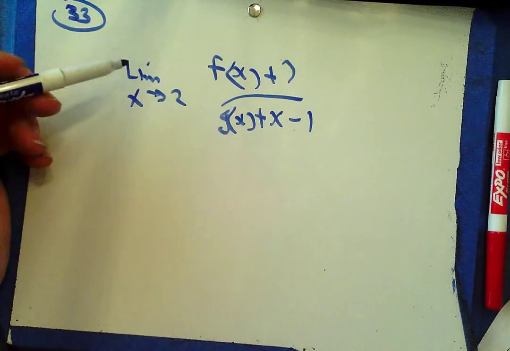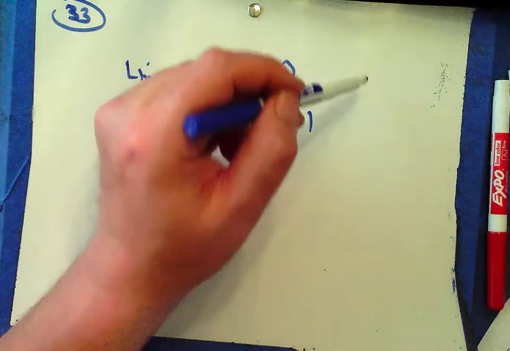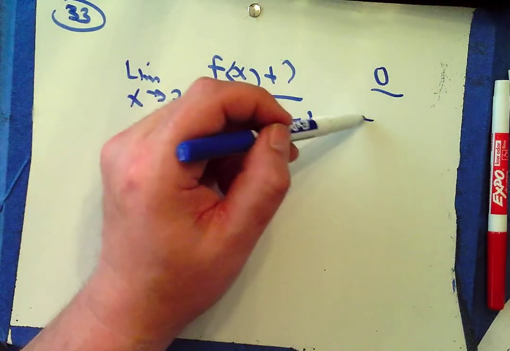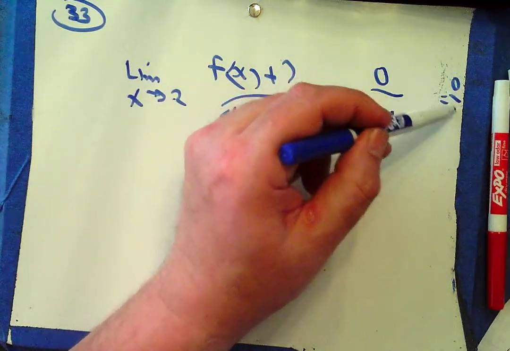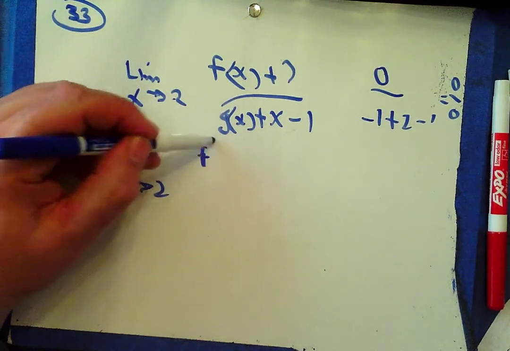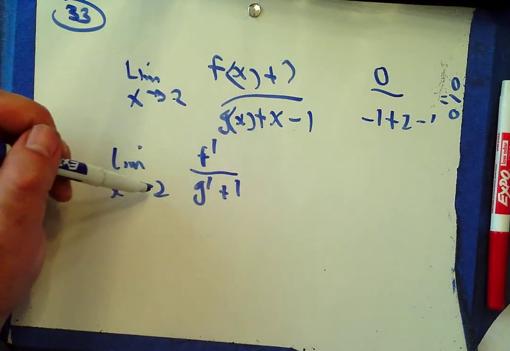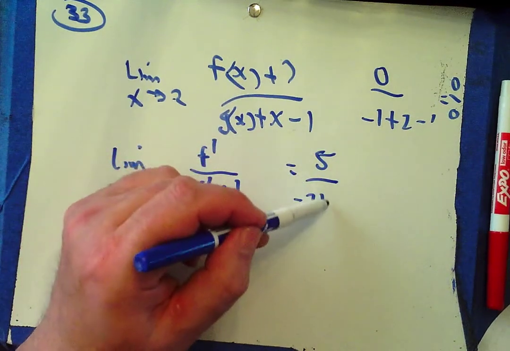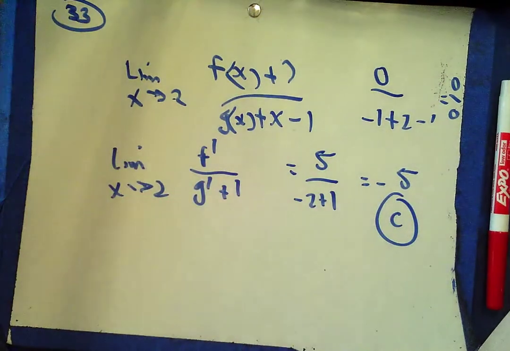Okay, so I want to plug in a 2. f of 2 is negative 7 plus 7, which is 0. g of 2 is negative 1 plus 2 minus 1, which is 0. So it's 0 over 0, and I use L'Hopital's rule. The limit as x approaches 2 of f prime over g prime plus 1. So now I plug a 2 into the primes, and I get 5 over negative 2 plus 1, or negative 5. And that's choice C for number 33.